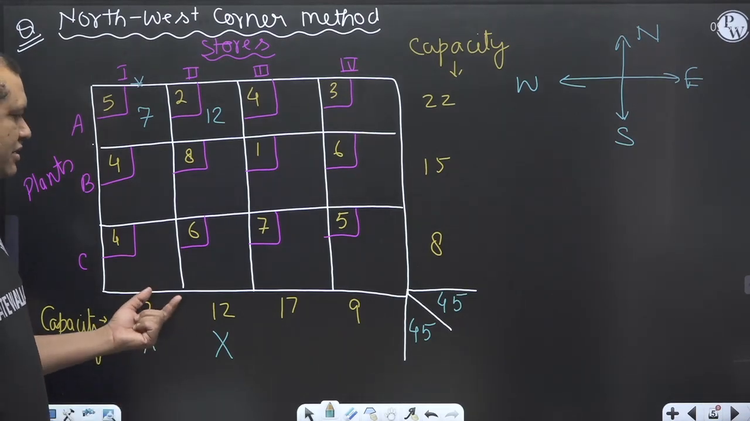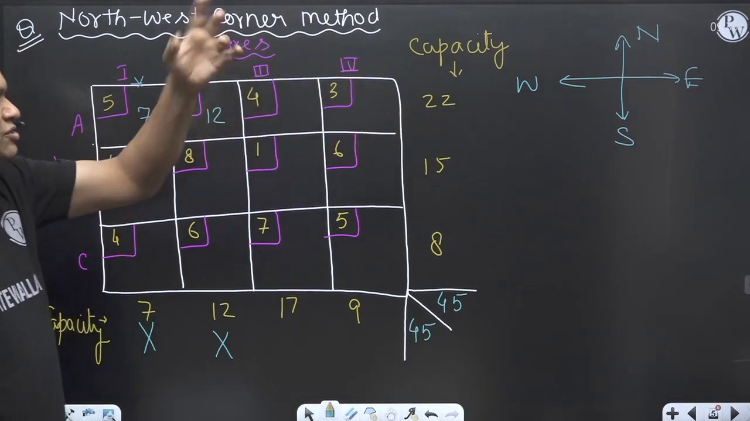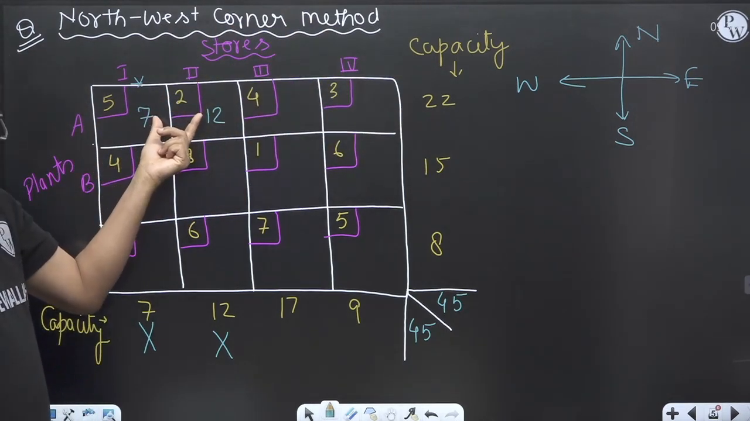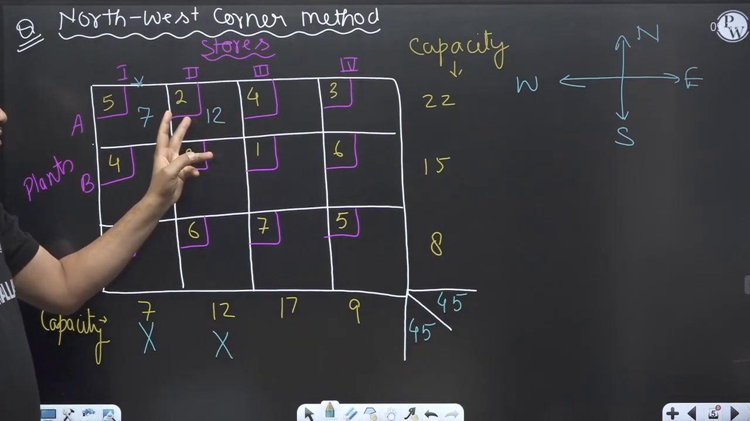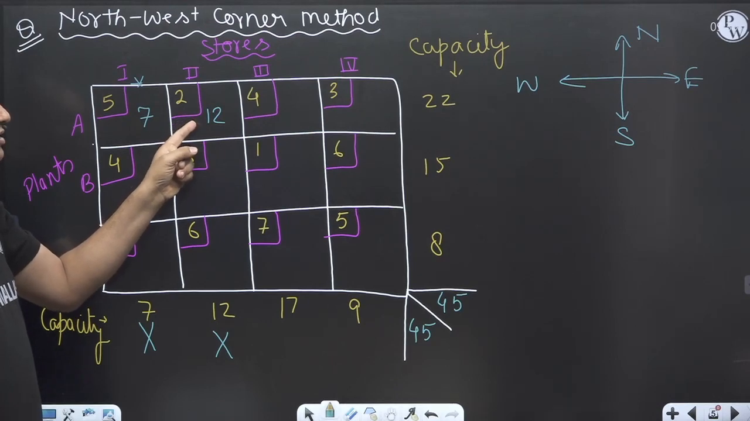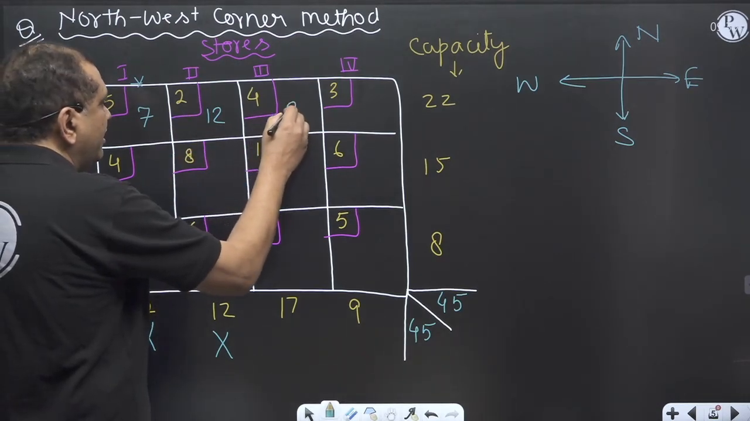Second column is also exhausted. So out of 22, how much have you already allocated? 19. How much is left out? 3. So out of 22, 19 is already allocated, left out is 3. So 3 you allocate in column number 3.